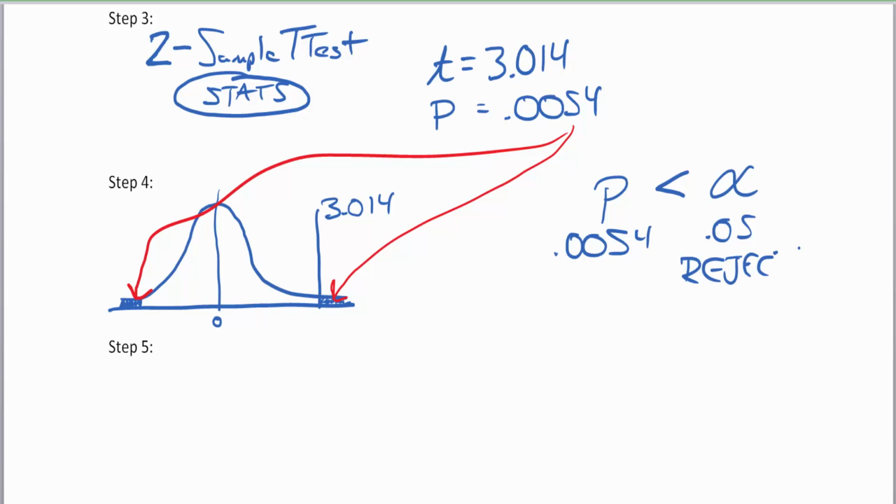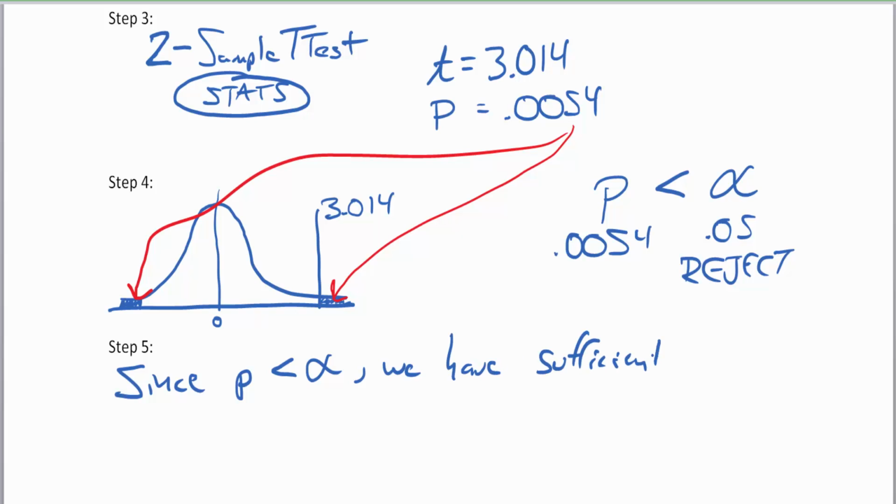So the sentence I need will go like this. Be sure to write your inequality, since the p is less than alpha. We have sufficient evidence to reject the null hypothesis.